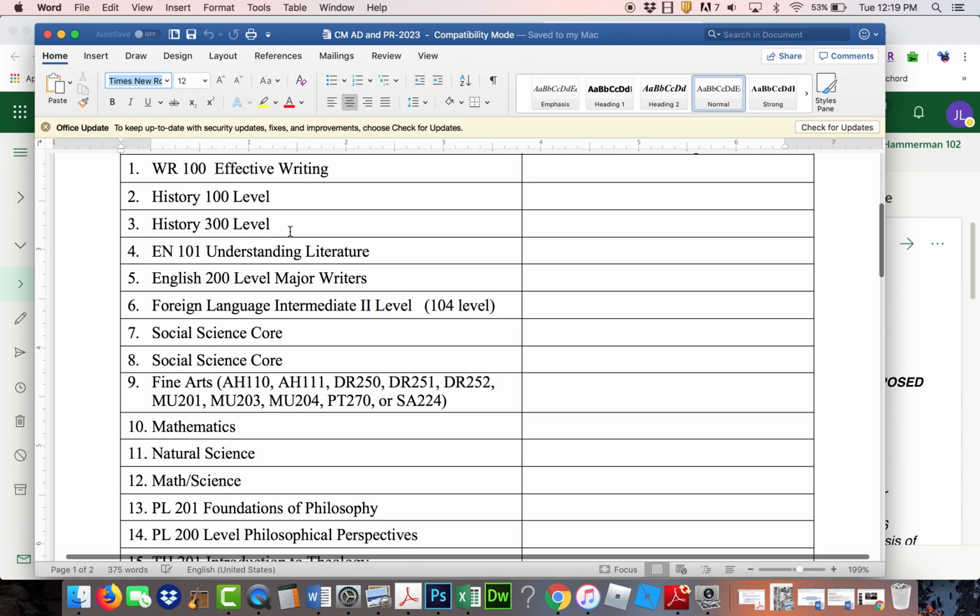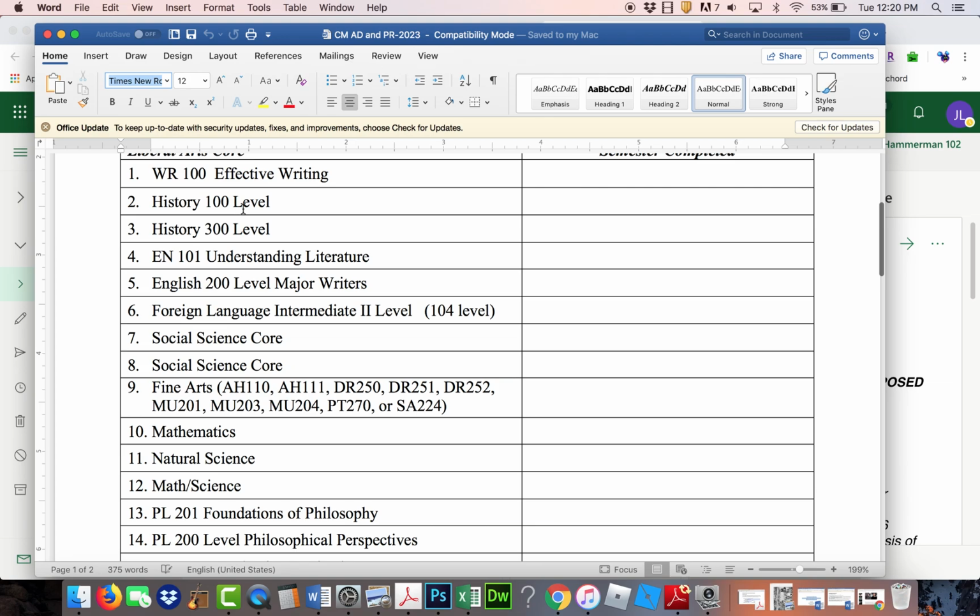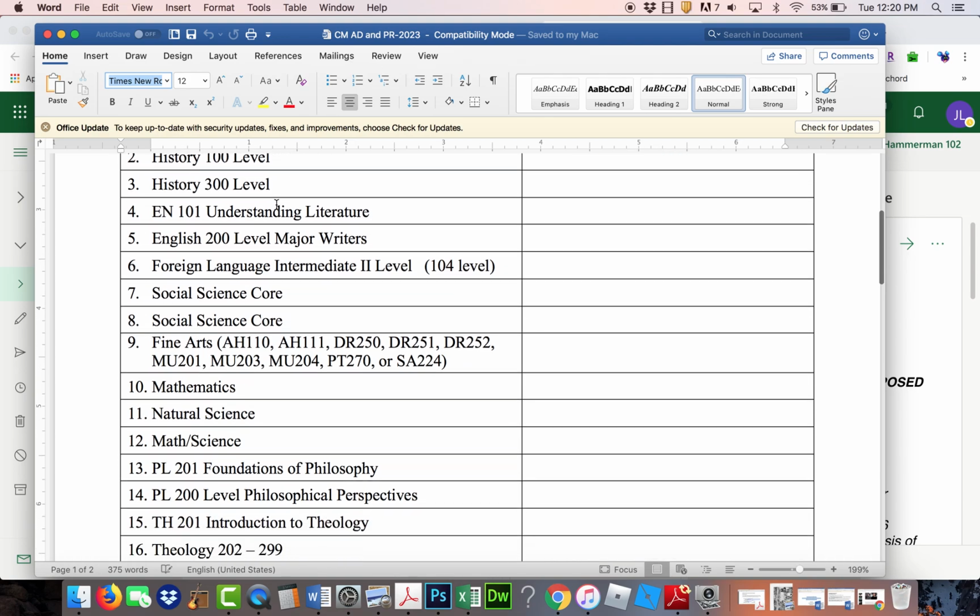300 level history is almost always taken care of if you choose to go abroad, and you would usually go abroad in your fall semester of your junior year, sometimes your spring, sometimes both. But even if you choose not to go abroad, then when you're here at Loyola as a junior, you would take care of that second level history at that point. So again, history 100 level should be on your list if you're not already taking it right now.